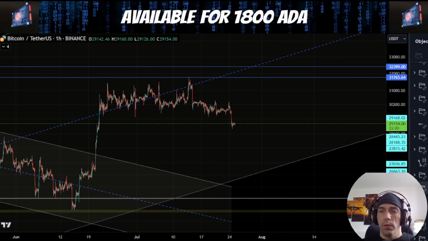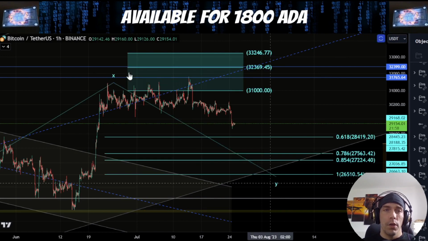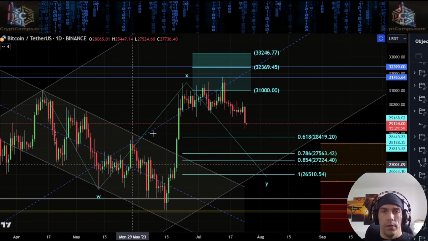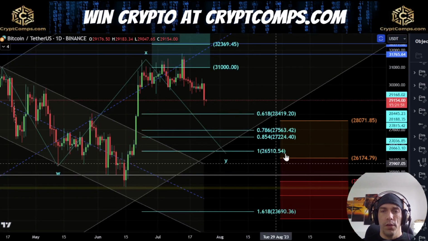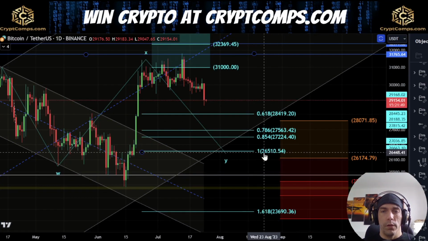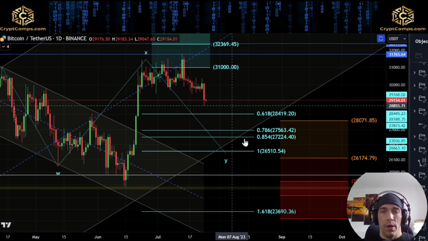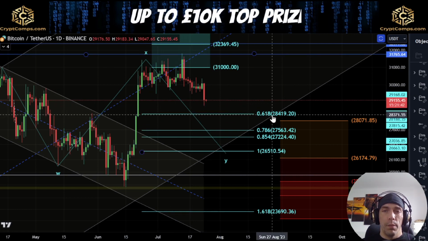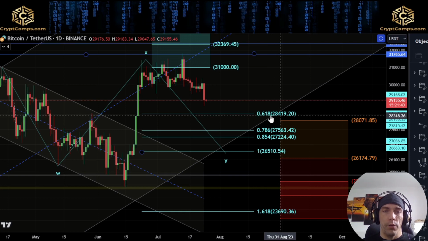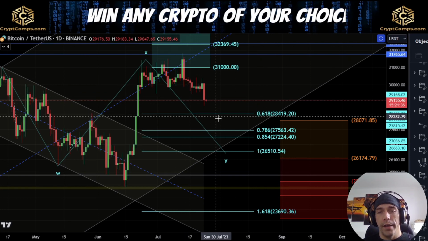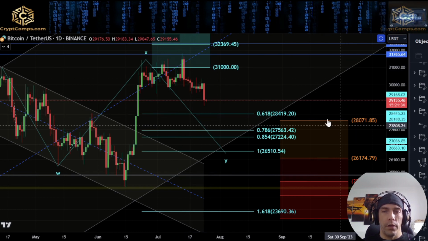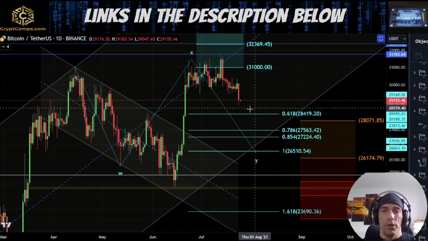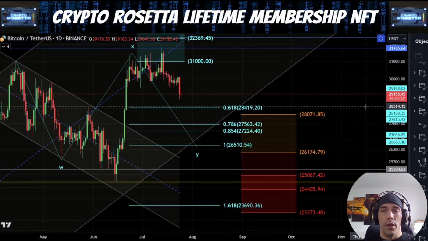Now, the other way we were also discussing this structure here is that we could be still looking for this as a bigger W, X, and a Y, where this is W, X, Y, and what we could potentially be looking for is towards this 1-to-1 of this 26,510 if we're going to get a 3-wave move to the downside here. Alternatively, the minimum requirement would be up here towards this 28,419. So we're going to be keeping an eye on this higher level here. If we do see price come back down here, that could potentially be a turning point. We'll have to see and wait for that confirmation though of the structure to the upside for more information.